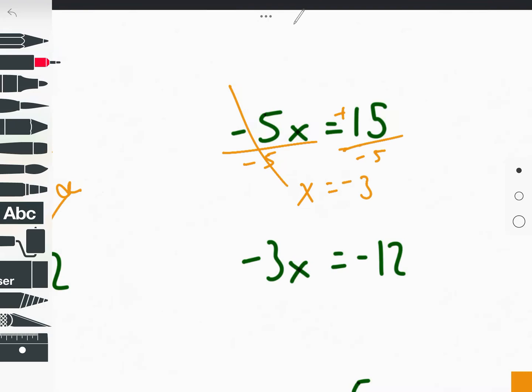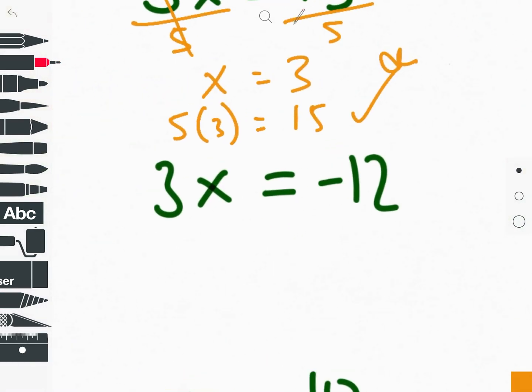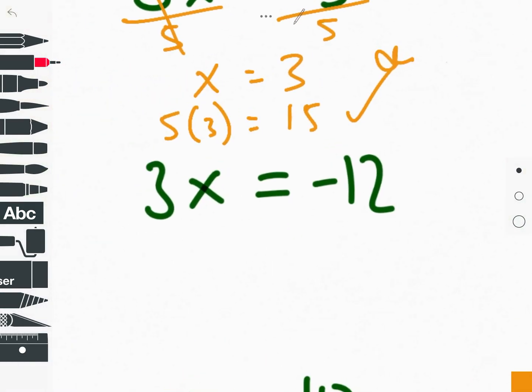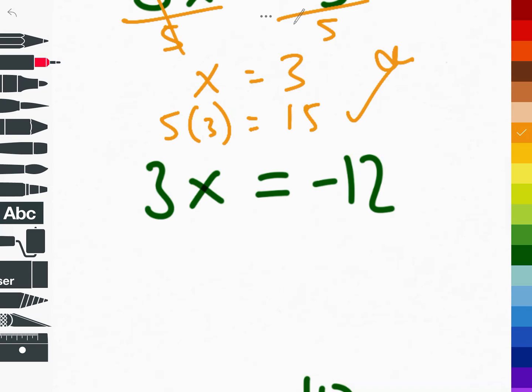Let's check out my original problem here. Negative 5 times negative 3 is going to be positive 15, because a negative times a negative will be positive. Fire a check mark. All right, let's keep going. Hang in here with me. All right, I'm going to change color. Maybe that'll help. Brown? Yeah, probably not, but let's try it.